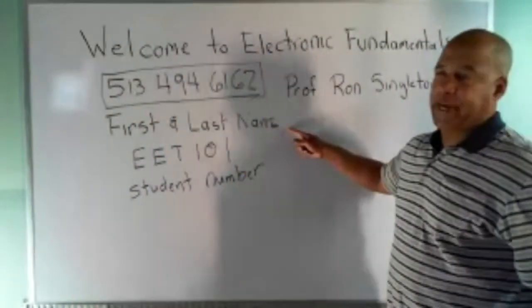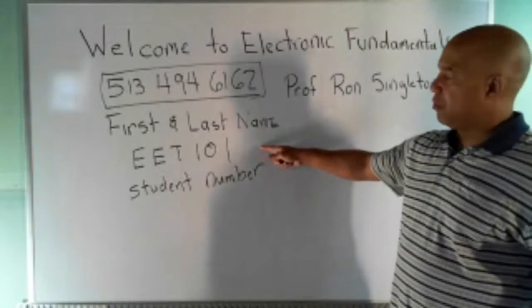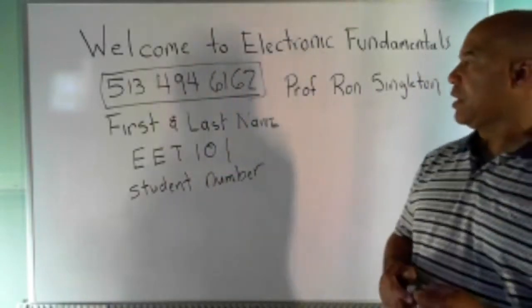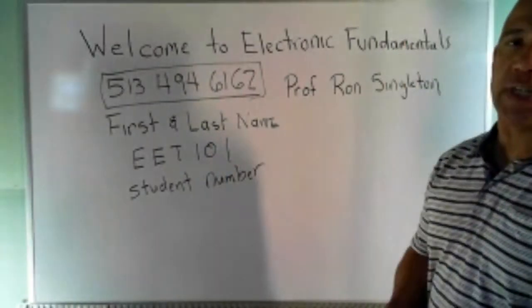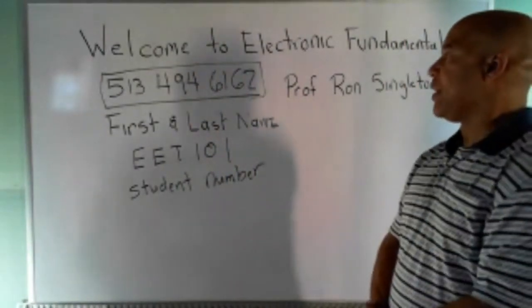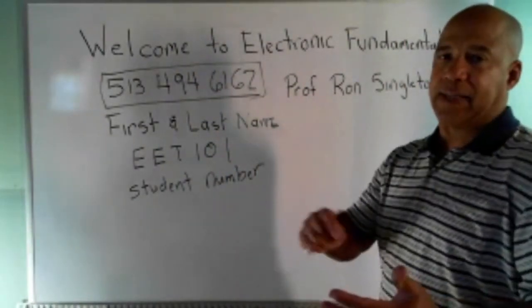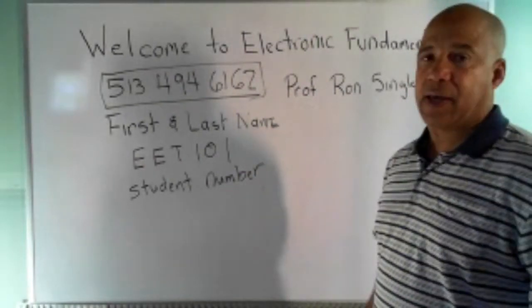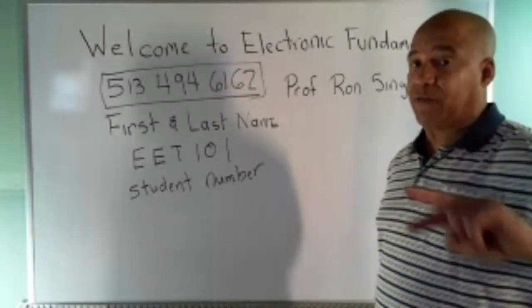First and last name, EET 101, and your student number or your social security number. Text me, and this is for attendance purposes. At the end of the class, I'll write it down and check off everybody who sends me a text as being here. Again, make sure you do that, especially in the first 2 weeks of class.